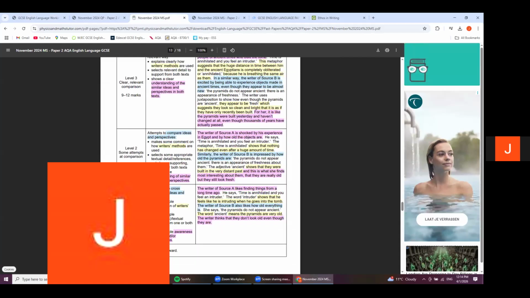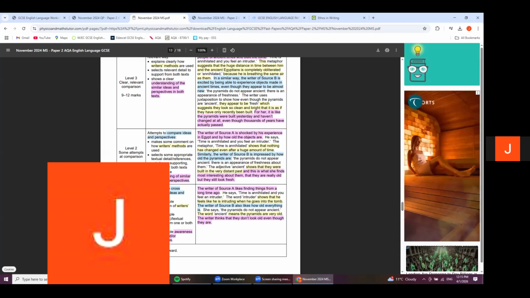So for simple, limited, and comment, there's a maximum of 4 marks available to students. Again, it's not ideal, but as examiners, we can award a maximum of 4 marks at level one. So the student makes a simple cross-reference of ideas and perspectives. They make simple identification of writers' methods. They select simple references and textual details from one or both texts, and show simple awareness of ideas and/or perspectives.